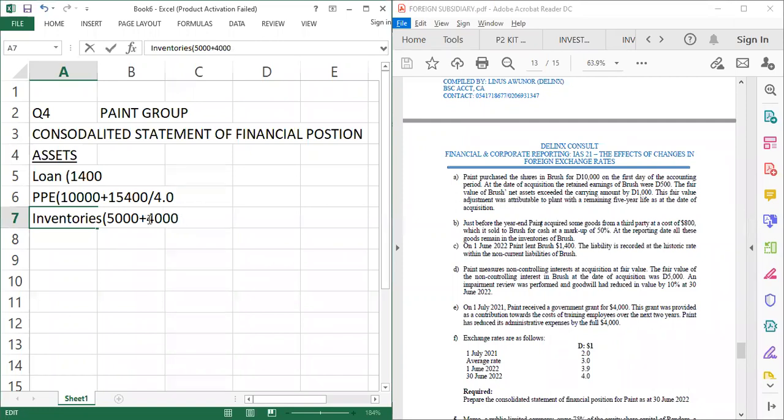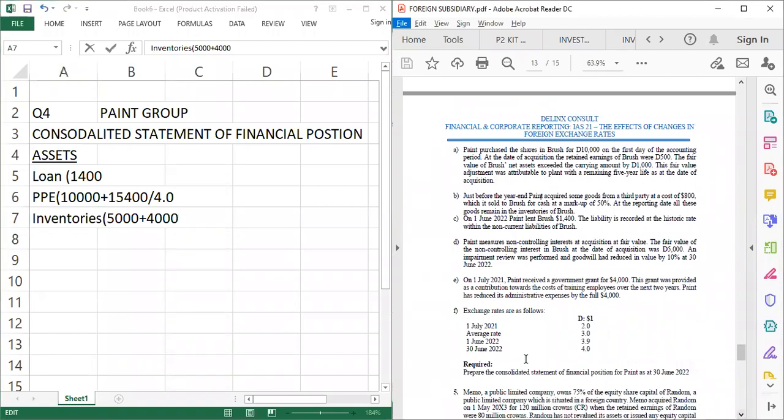I will come and explain why we will adjust it. It means that just before the year end, Paint acquired some goods from a third party at a cost of 800, which it sold to Brush for cash at a markup of 50%. At reporting date, all these goods remain in the inventory. So it means that included in the inventory of Brush, the parent is giving them these goods to sell.